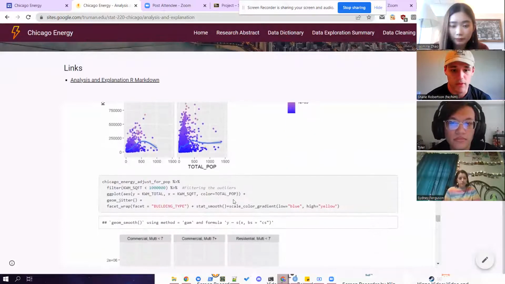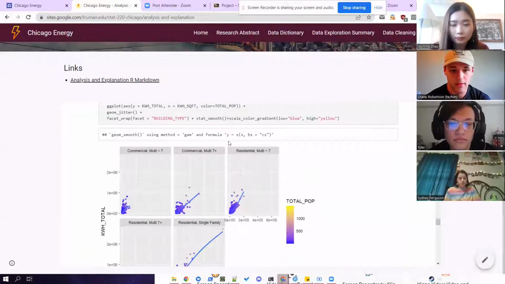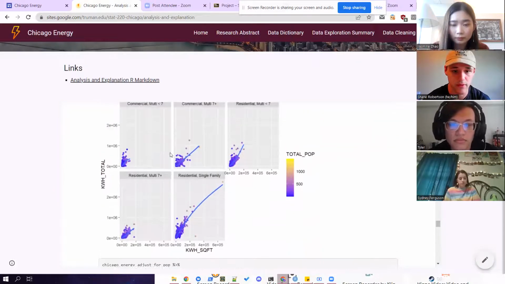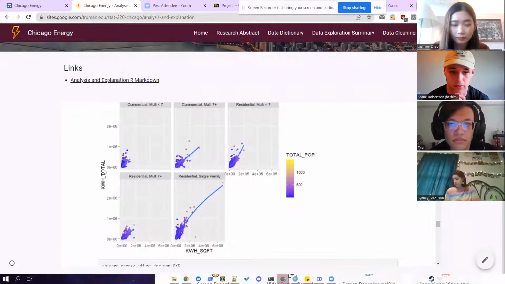And so we took this into account and decided to look at different variables to see what we could best find correlations for. So instead, we checked to see if we could get it from the kilowatt square footage and kilowatt total and see if there's a better correlation. We switched total population and square footage, and we saw a much stronger correlation with square footage and totals.